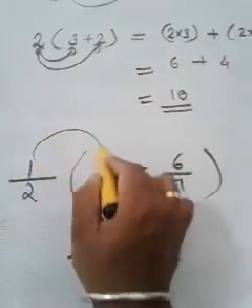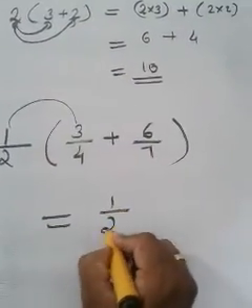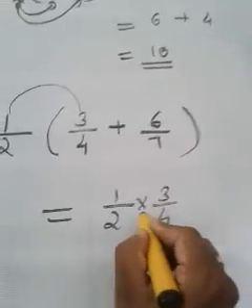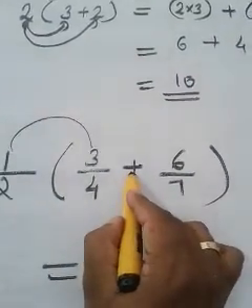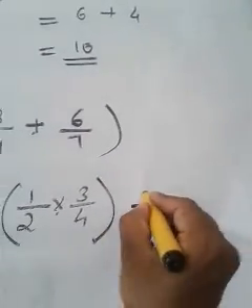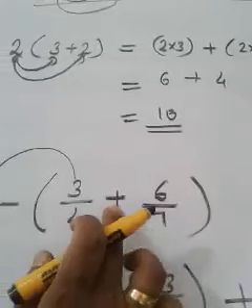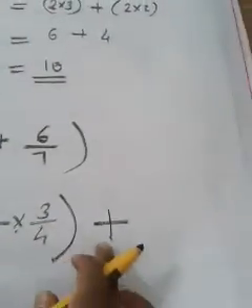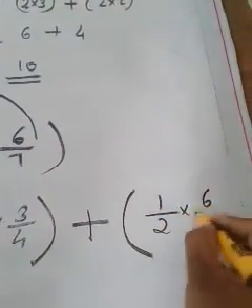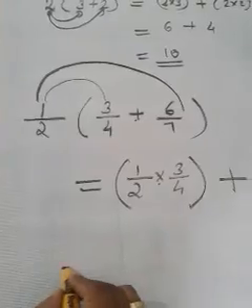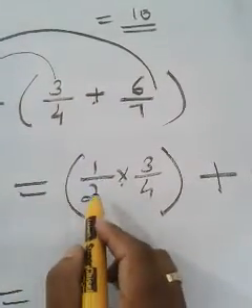Just multiply 1 by 2 into 3 by 4 first. Here the operation is into, don't forget, and keep it in a bracket. Then the main operation, that is plus. Write that. If it were subtraction, you would have to write minus. That's why I am repeating: you have to write the same sign, that is plus. Then the next bracket: 1 by 2 into 6 by 7. You may have understood, isn't it? And start solving. You know how to multiply two fractions.